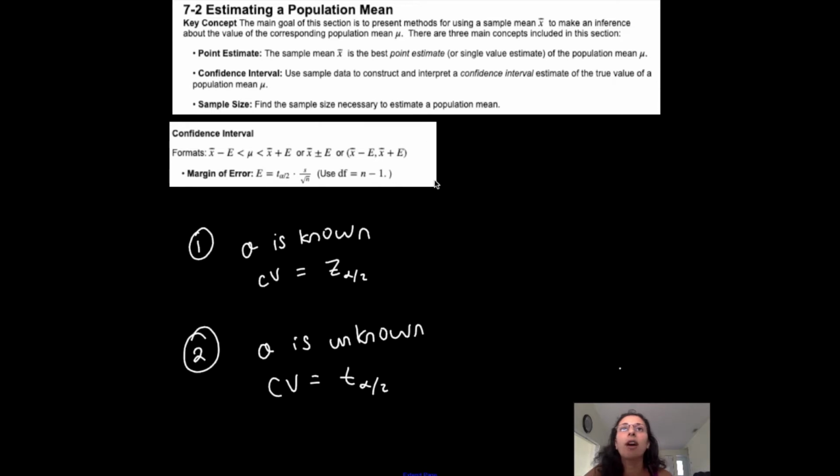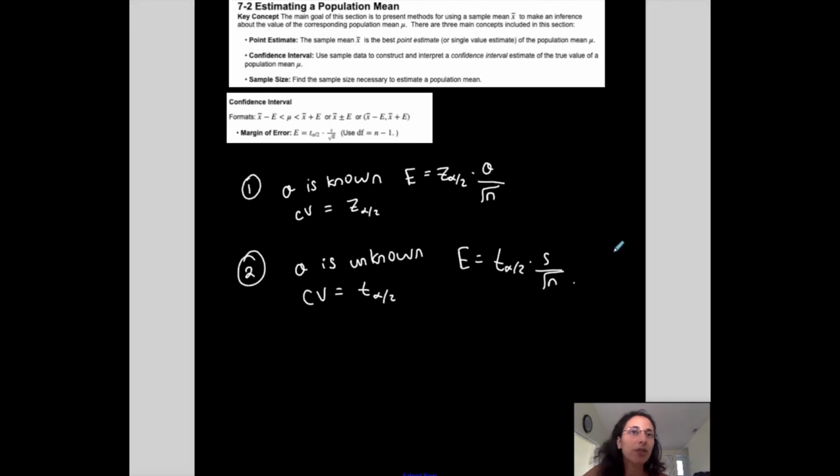And your margin of error actually is not this one. Your margin of error, if you want to use your margin of error, is calculated as z of alpha over 2 times sigma over the square root of n. Obviously not a huge change between the two formulas, just the critical value and sigma. But S is sample standard deviation and sigma is population standard deviation. If sigma is unknown, then your margin of error becomes this notation.